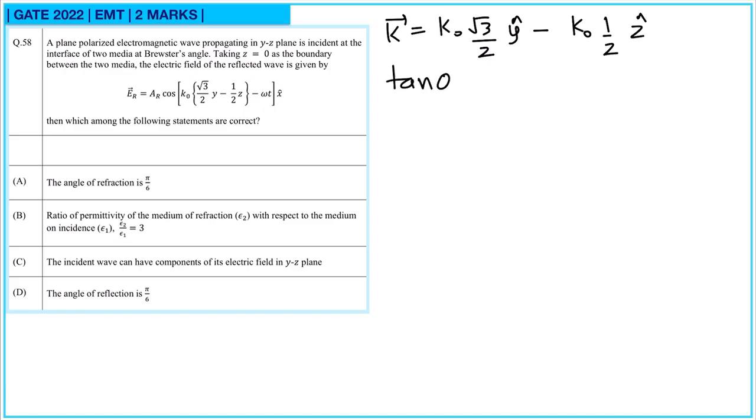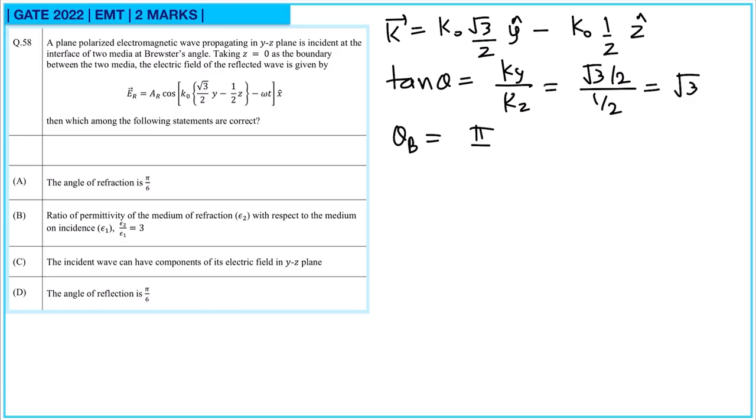So from here we can write tan theta. Tan theta is equal to ky by kz, and that is equal to root 3 by 2 upon 1 by 2. So that is root 3. So that is the value of tan theta. So if it is tan theta, then theta B is equal to pi by 3. So the angle will be pi by 3. So from here we can calculate the angle of refraction. Pi by 3 is 60 degree.